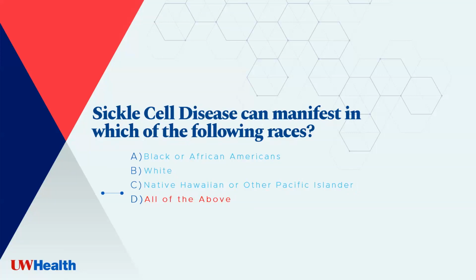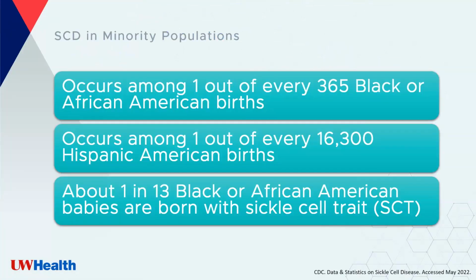It can occur in and manifest in all of these races, though sickle cell disease is predominantly seen in Black and African American patients. So, touching on sickle cell disease in our minority populations, it can occur in one out of every 365 Black or African American births. It also is seen in Hispanic Americans at a 1 in 1,600 rate. And in Black or African American babies, about 1 in 13 are carriers of the sickle cell trait itself.